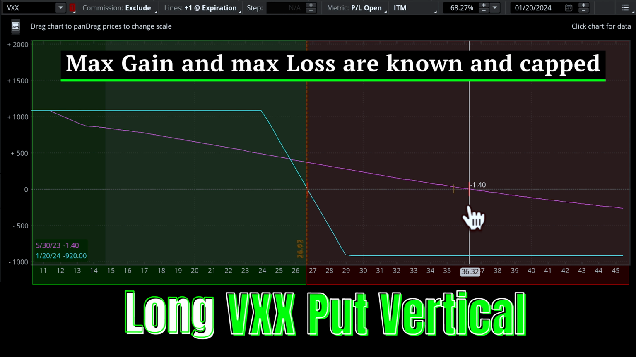The second advantage is that we know both the maximum gain and the maximum loss for the trade the day we open it. This makes risk management easier, and we can scale these appropriately to the size of our overall portfolio.